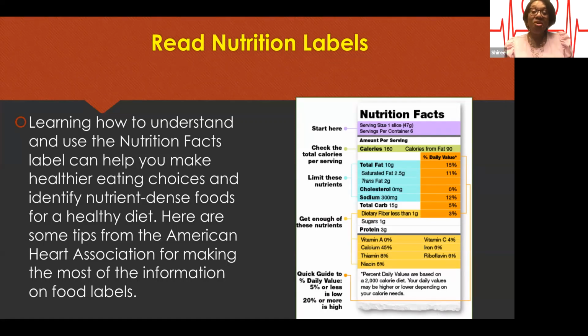Because there are no bad foods in moderation. I'm not saying you can't have your M&Ms, but look at the serving size. Don't have the whole bag of M&Ms. It may say for 6 pieces, this is what you'll get with eating 6 M&Ms. So really pay attention to the serving size.